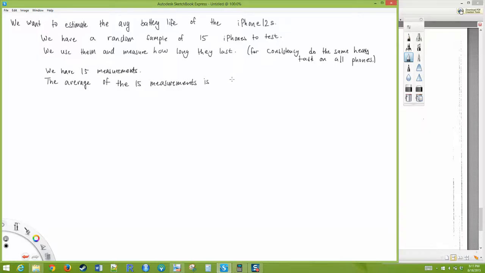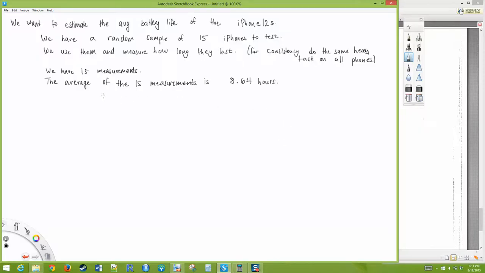Maybe 8.64 hours? Is that optimistic? Yes. Well, this is the 20th generation iPhone 12S. They've maximized battery life, okay?